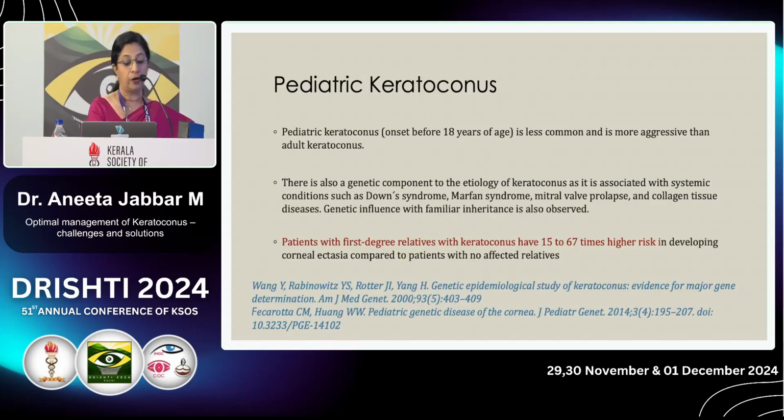And pediatric keratoconus. Pediatric keratoconus, with onset before 18 years of age, is less common, but it is more aggressive than adult keratoconus. There is also a genetic component because it is commonly seen in conditions like Down syndrome, Marfan syndrome, and collagen tissue diseases. And the genetic influence with familial inheritance is also observed, because patients with first degree relatives with keratoconus have a 15 to 67 times higher risk of developing corneal ectasia.